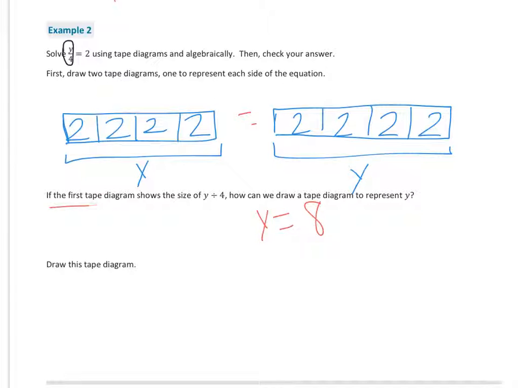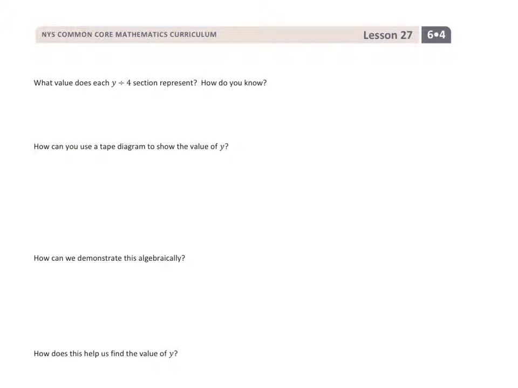So since the first tape diagram shows the size of y divided by 4, that means the whole is y divided into 4 chunks. We drew our tape diagram. So we know that each y divided by 4 section represented 2 because our equation told us so. It said that y divided by 4 equals 2.